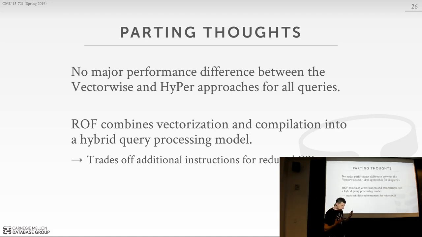There's a bunch of other things that I don't think are really relevant to our discussion in this class, like looking at different CPU architectures and seeing whether there's a difference. I think all that's very interesting, but at a high level, most database systems are going to run on Intel Xeons, so it makes sense to target those architectures. And then again, the ROF stuff that we came up with allows us to actually do both.